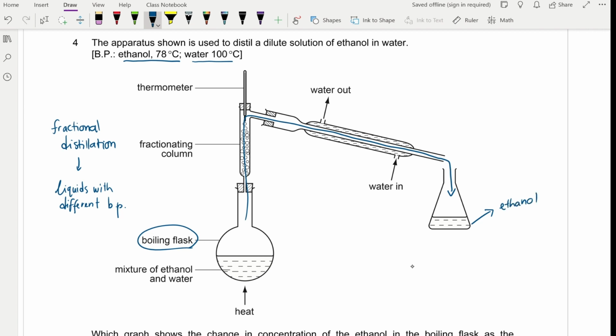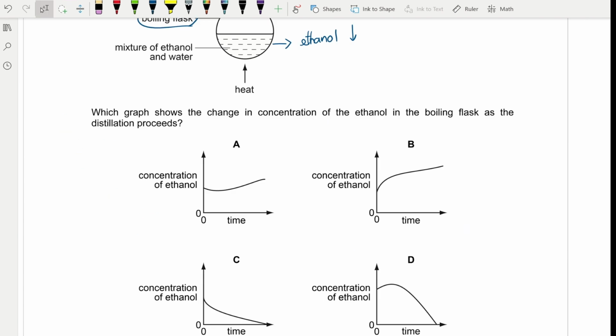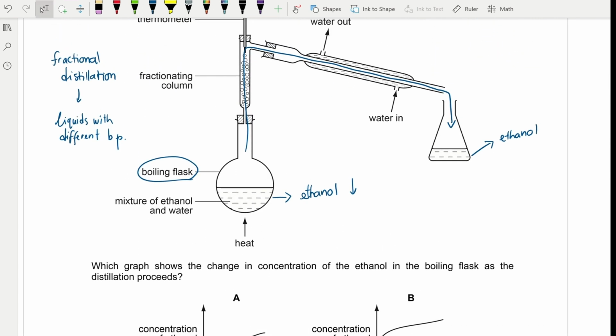This means that the concentration of ethanol in the boiling flask actually decreases. So the answer is C. Concentration of ethanol decreases until it's zero, because all the ethanol has been distilled and moved into the conical flask.